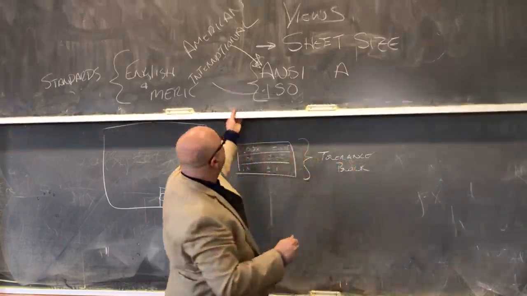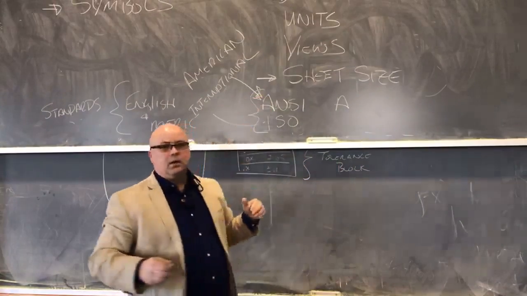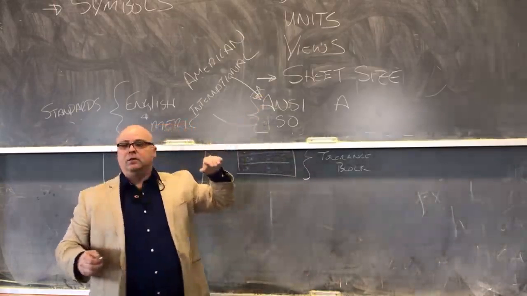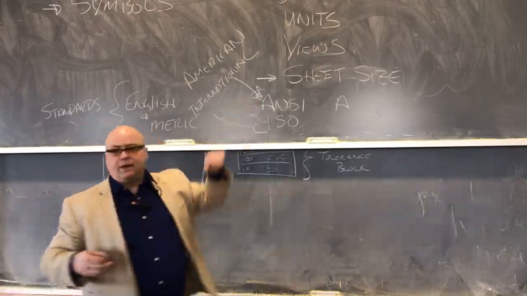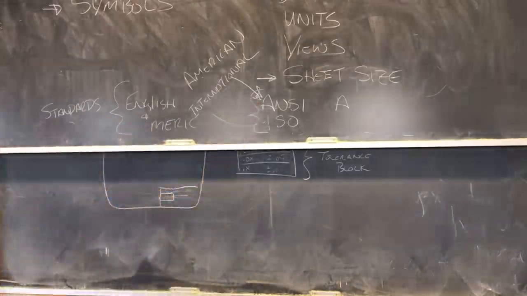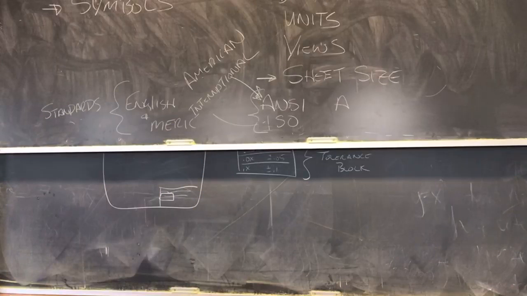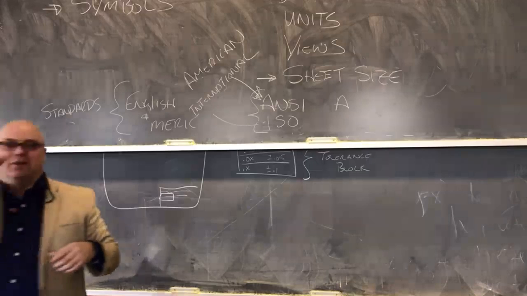Just quickly back to ISO and ANSI. The United States is part of ISO. We're a member of ISO. Why do we also have ANSI? Why don't we just do everything in ISO? Any other guess? He said because we're American, that's how we do it.